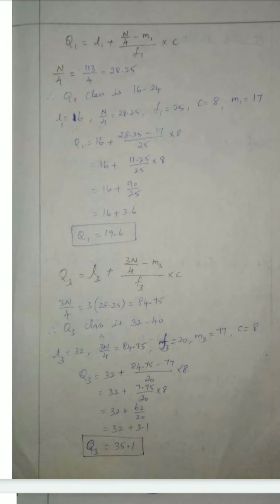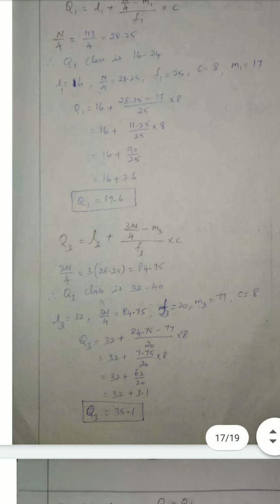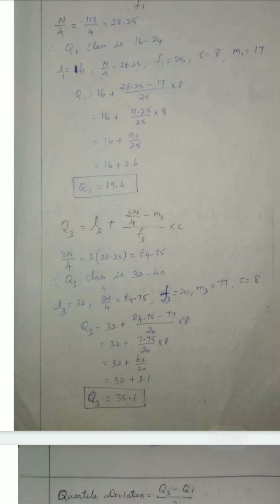Then we have to calculate Q3. The formula for Q3 is L3 plus (3N by 4 minus M3) divided by F3 into C. Therefore we first calculate 3N by 4, that is 3 times 28.25, that is 84.75. Therefore the Q3 class becomes 32 to 40. Then L3 is 32, 3N by 4 is 84.75, F3 equal to 20, M3 is 77, C equal to 8. Substitute these values in this formula, we get Q3 is 35.1.